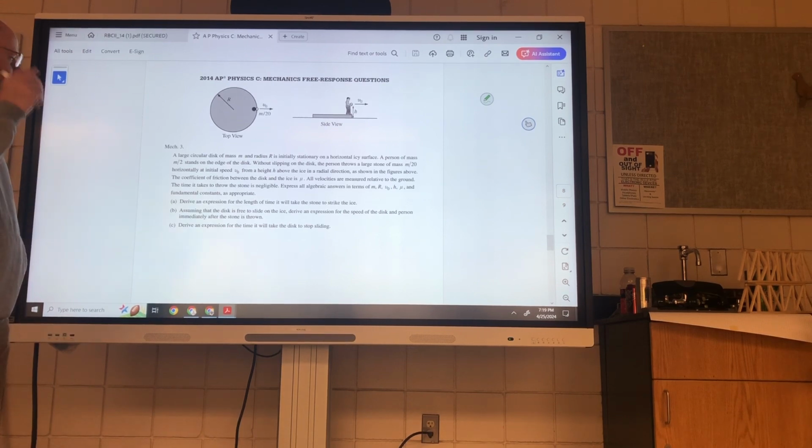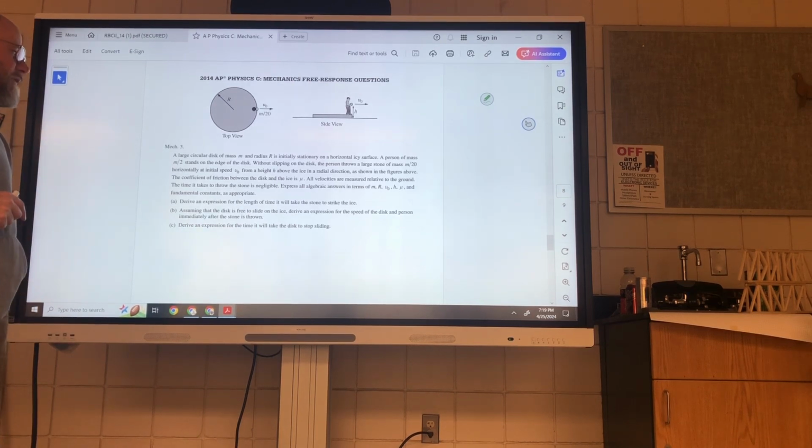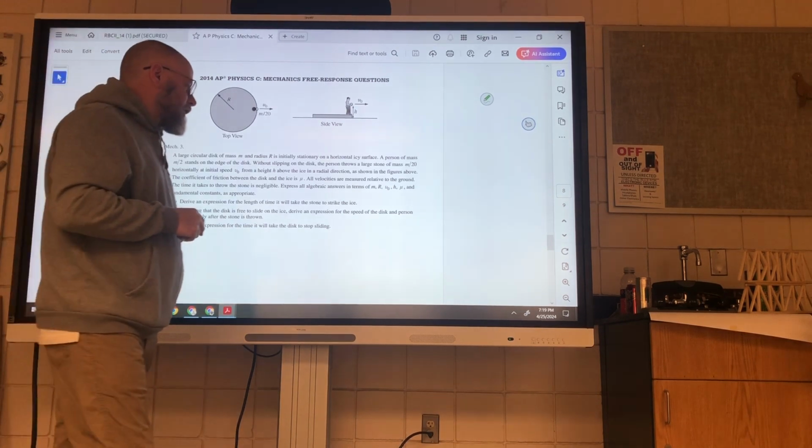All velocities are measured relative to the ground. The time it takes to throw the stone is negligible. Express all algebraic answers in terms of the given quantities. Derive an expression for the length of time it will take the stone to strike the ice.